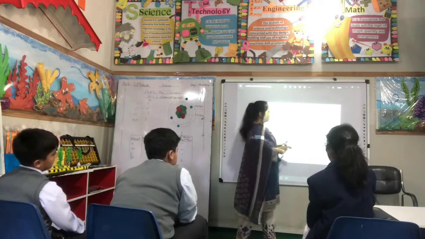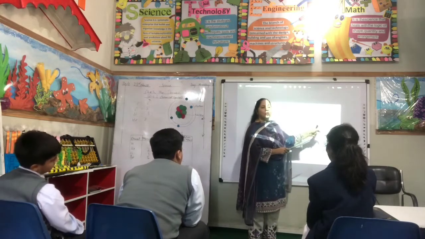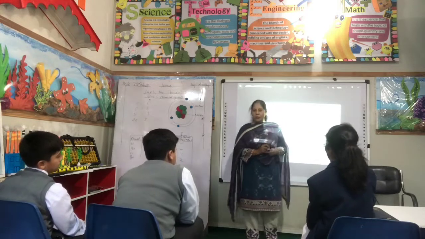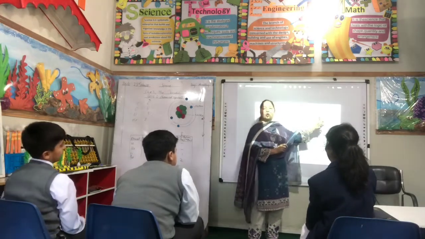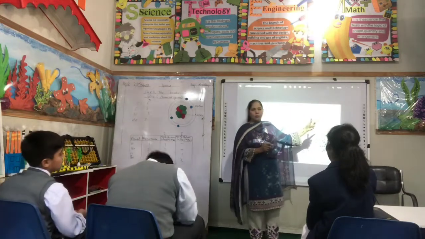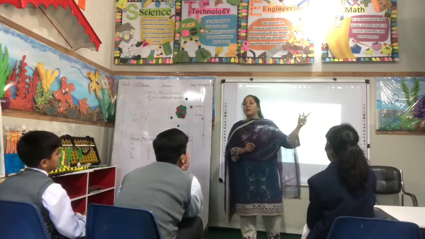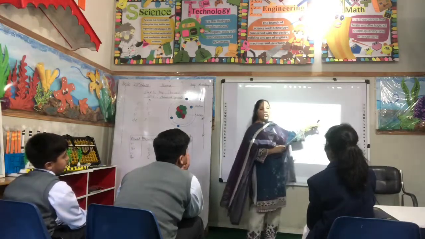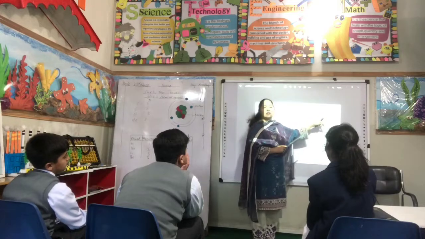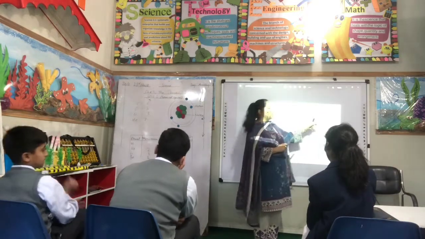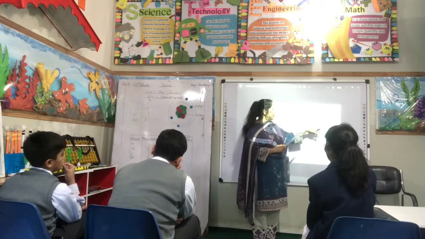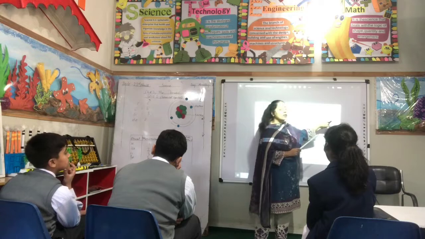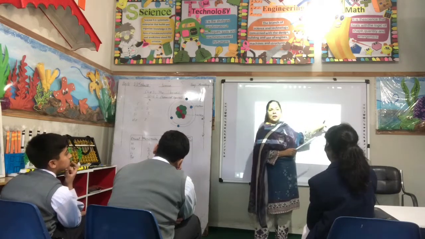Now, how can we arrange the electrons in nitrogen? Nitrogen's atomic number is 7. It means it has 7 protons, so how many electrons does it have? 7 electrons. So how can we arrange them? In the first shell, we can put 2 electrons, and how many are remaining? 5. 5 are remaining and we can put these 5 in the second shell. 1, 2, 3, 4, 5.